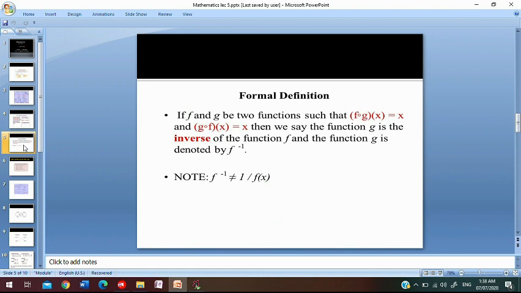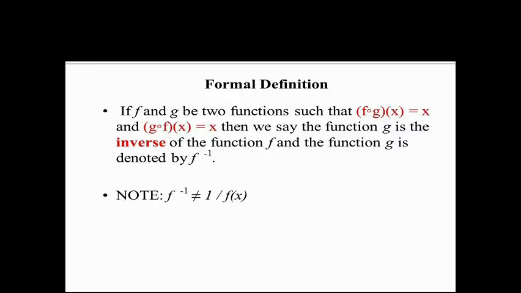Now come to the formal definition. If f and g are two functions such that the composition of both functions is equal to x, when we find f of g of x it is equal to x, and when we find g of f of x, this is also equal to x, then we can say that g is the inverse of the function f, and the function g is denoted by f inverse, right?